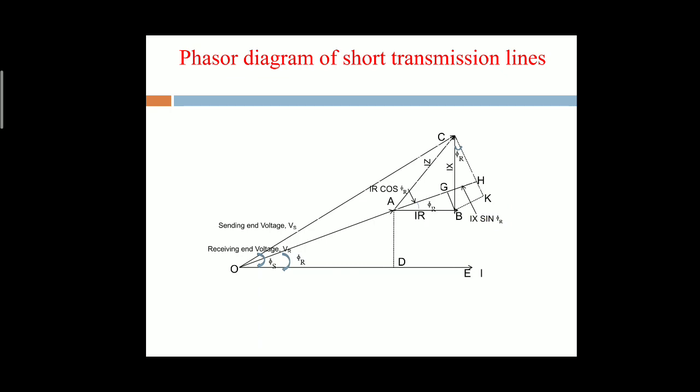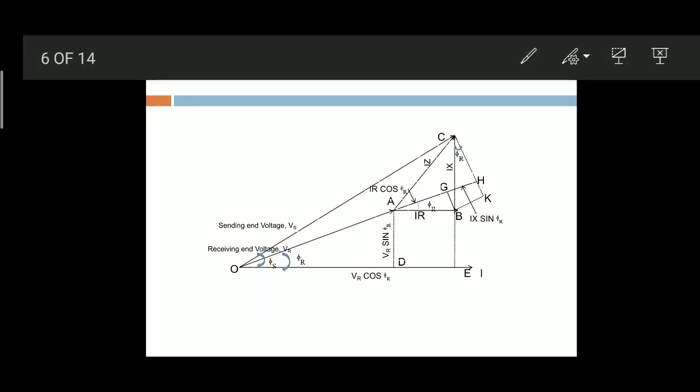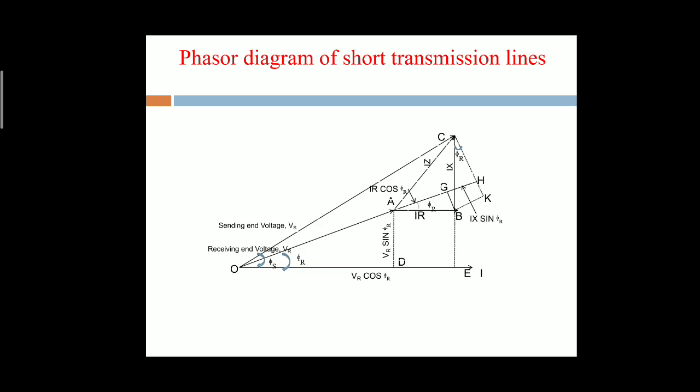And we project this point A to the point E, to that load current point, and it is notated as D and is named as VR sin phi r, and OD is represented as VR cos phi r. After that, we project this B to point E. This is the overall phasor diagram for the short transmission line. This is a very important diagram.